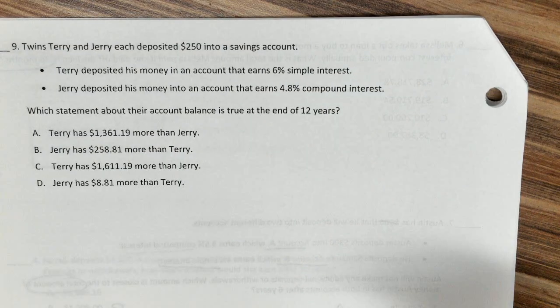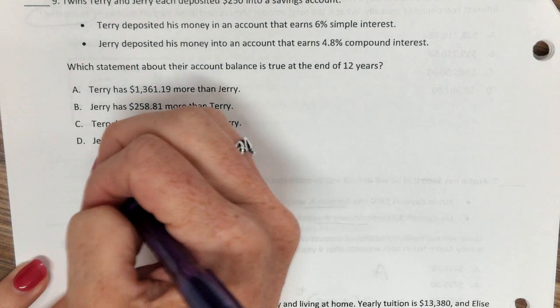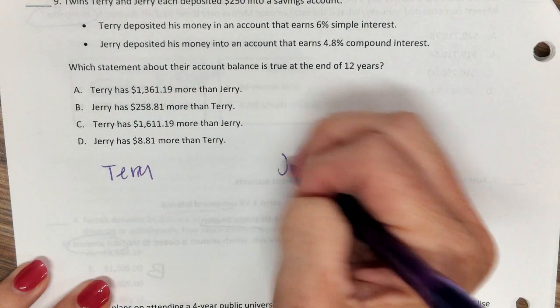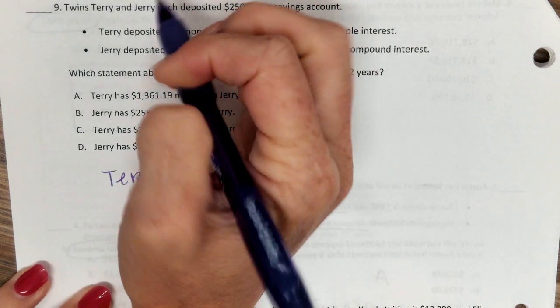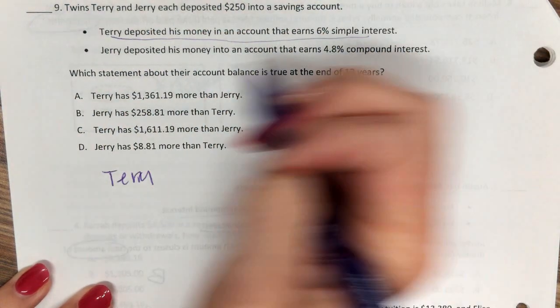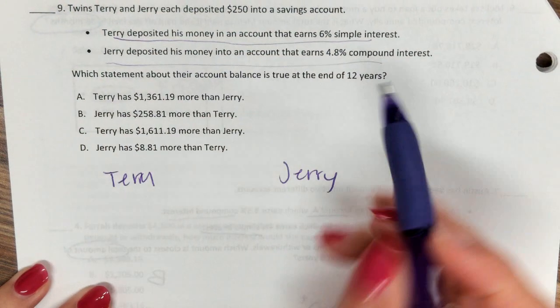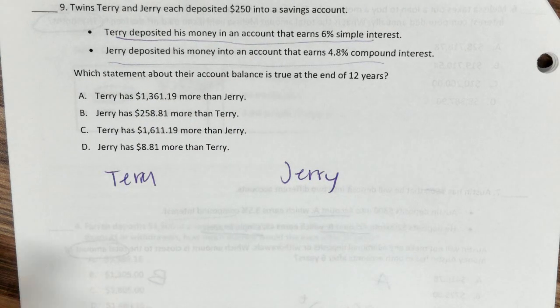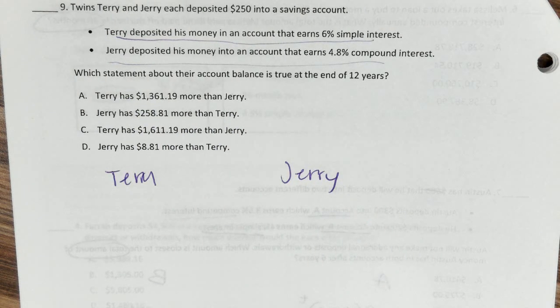So how many problems do I have? I got Terry and I got Jerry. You're going to have to do Terry separate. You're going to have to do Jerry separate. And then it says which statement is true. And it's talking about who has more money. So you just pick who has more money and how much more do they have. Make sense?